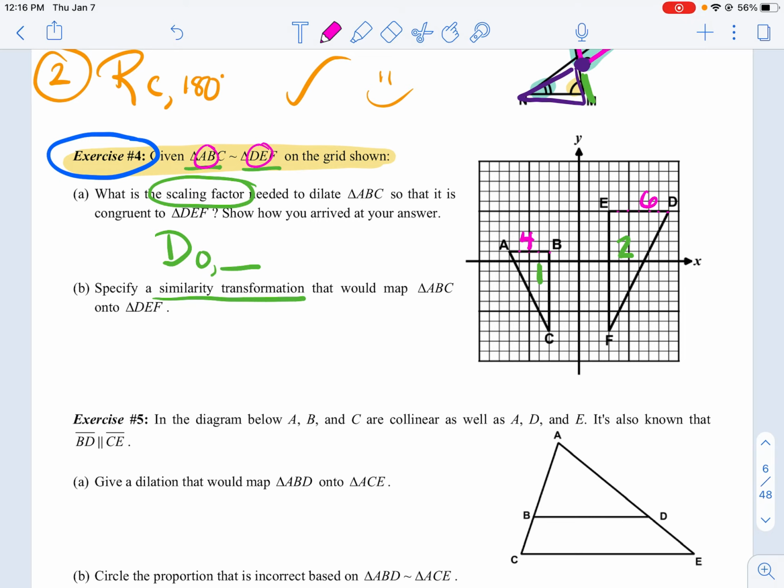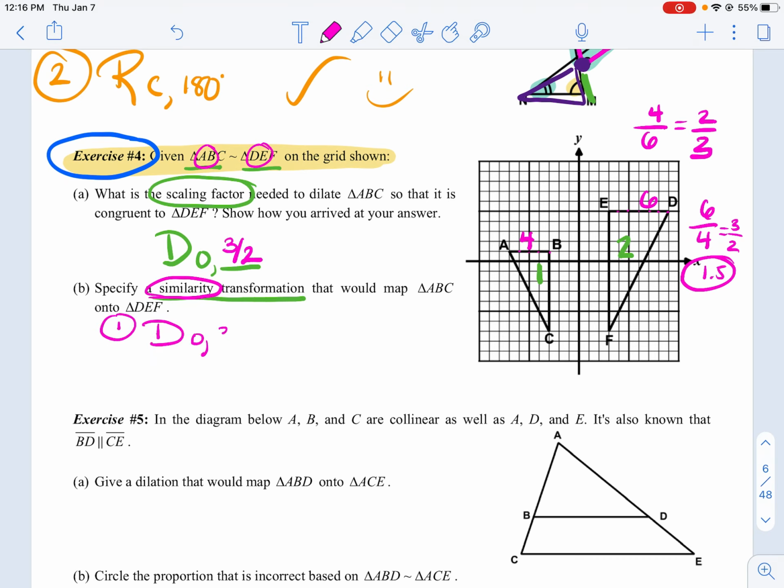So what is the ratio here? Well, if we said the ratio was 4 to 6, which is really 2/3, that would be making it smaller, but we want to make it bigger. So we're going to do 6 over 4, which really is 3/2 or 1.5 times as big. So our ratio here is going to be 3/2. Okay, so that's part of our transformation. So our similarity transformation, 1, we have a dilation about the origin by 3/2.